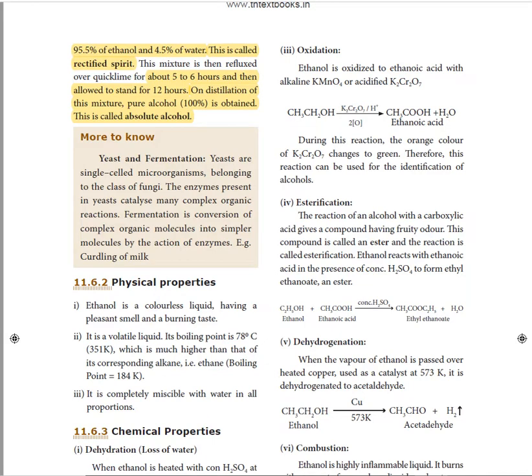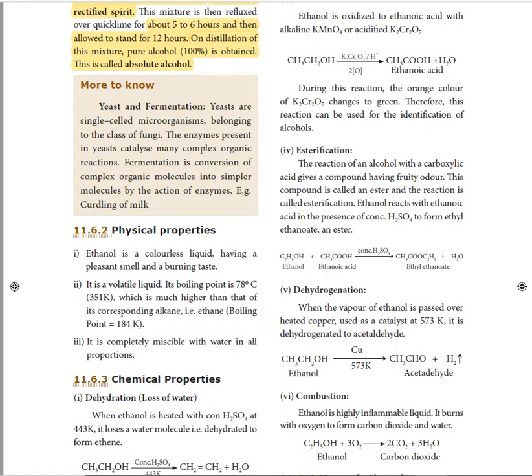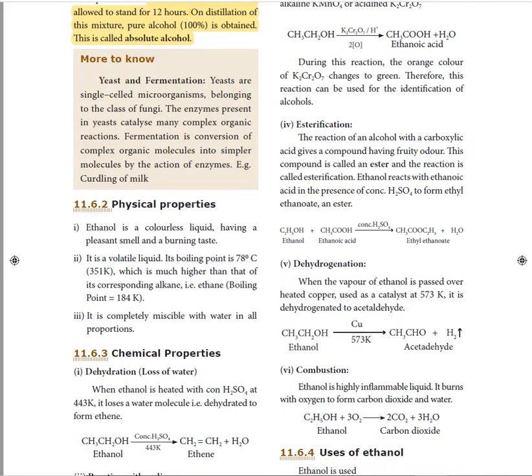Before proceeding to any topic like this, while you are learning the textbook, you should learn the more-to-know part. That is very important from the examination point of view. From this you can come to know what yeast is and what fermentation is. Physical properties, now we shall proceed.